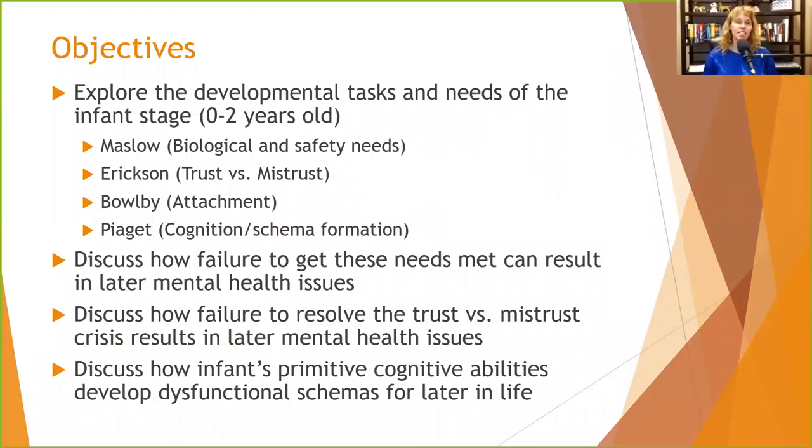Then we're going to discuss how failure to get these needs met can result in later mental health issues, how failure to resolve the trust versus mistrust crisis may cause later mental health issues, i.e., future patients, and how infants' primitive cognitive abilities develop dysfunctional schemas for later in life.